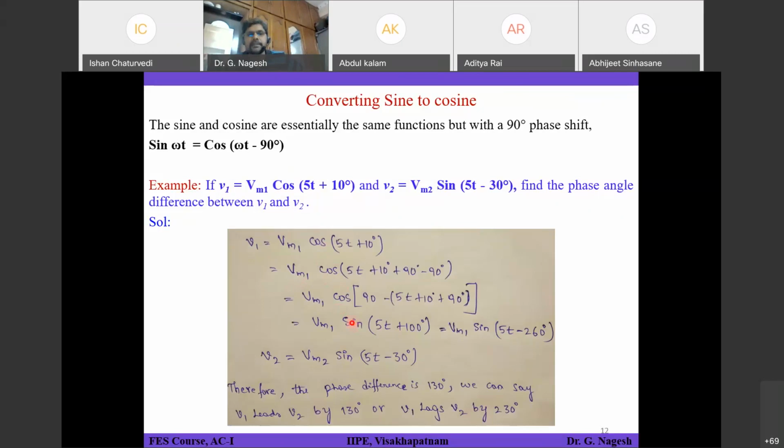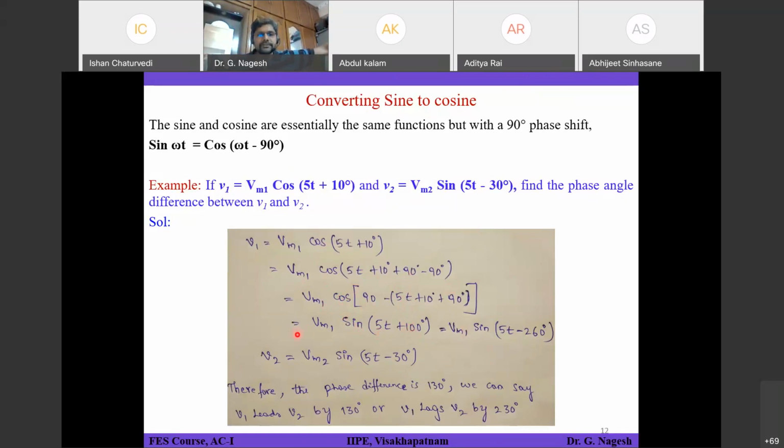I have clearly given the steps. Maybe you might have knowledge to directly convert. Okay, so you can do that, or you add plus 90 and minus 90 and apply this thing. Cos of 90 minus theta will become sine theta. 90 minus is positive, so it will become sine of 5t plus 100 degrees. Right.